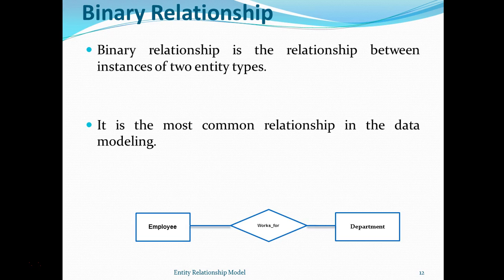Binary relationship is the most common relationship in data modeling. In our ER diagrams, or normally when we do data modeling, most of the time we see that relationships are of binary type, where two entities are associated with each other, compared to unary and ternary. Here we have one entity set, employee, and the other entity set, department, and they are related with each other: the employee works for the department. This is a binary relationship.